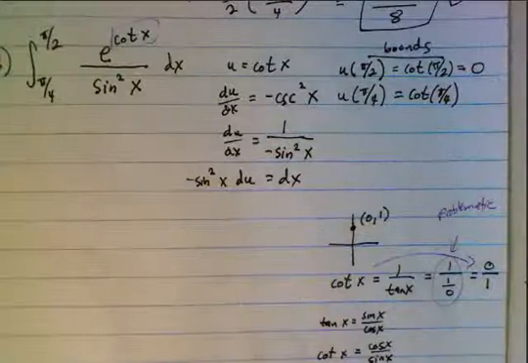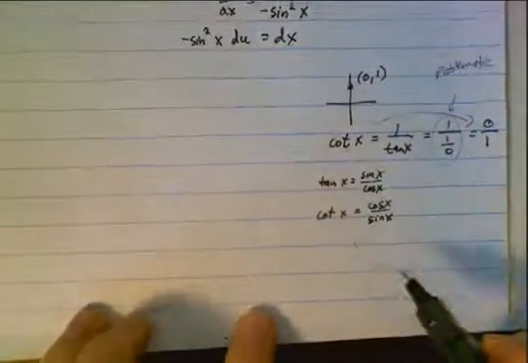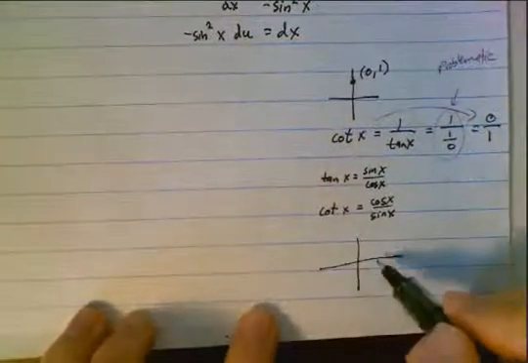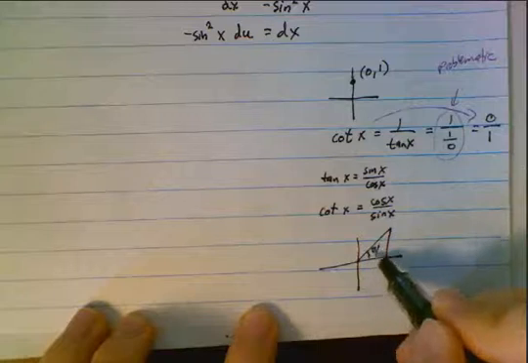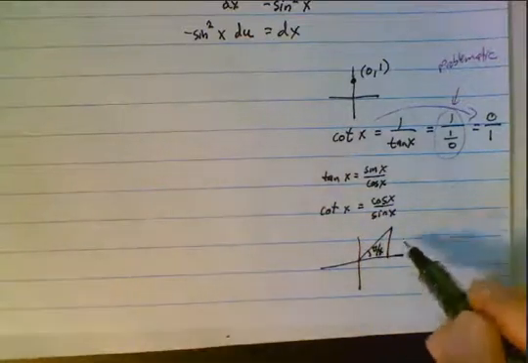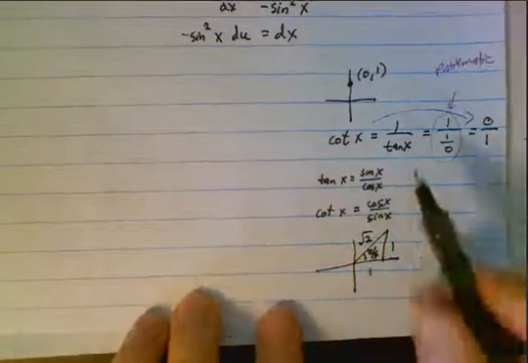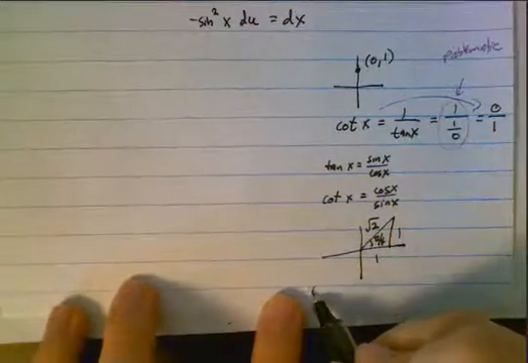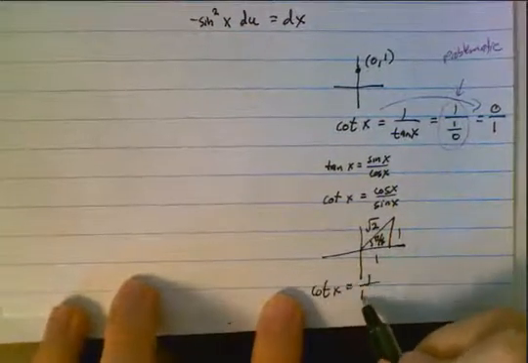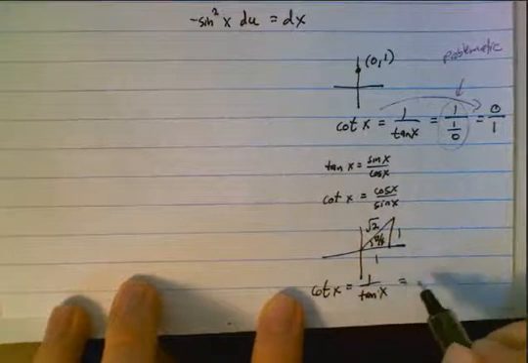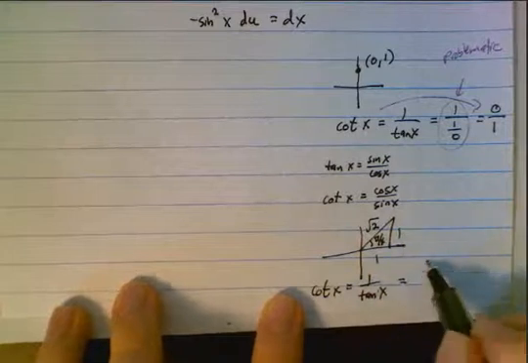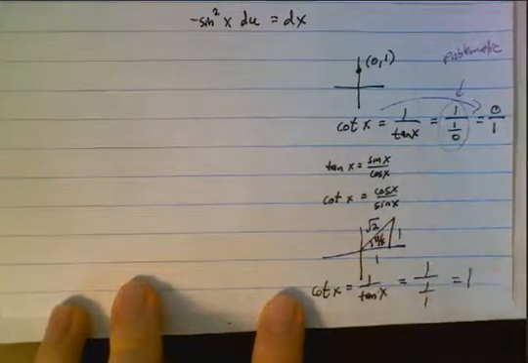For pi over 4, at least we don't run into that. Triangles 1, 1, root 2. So here we're fine. We can say cotangent is 1 over tangent. Tangent is opposite over adjacent. That's just equal to 1.